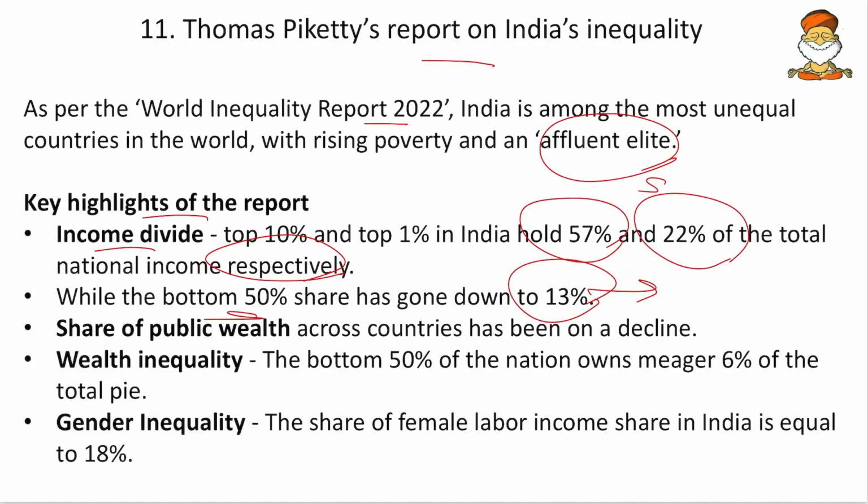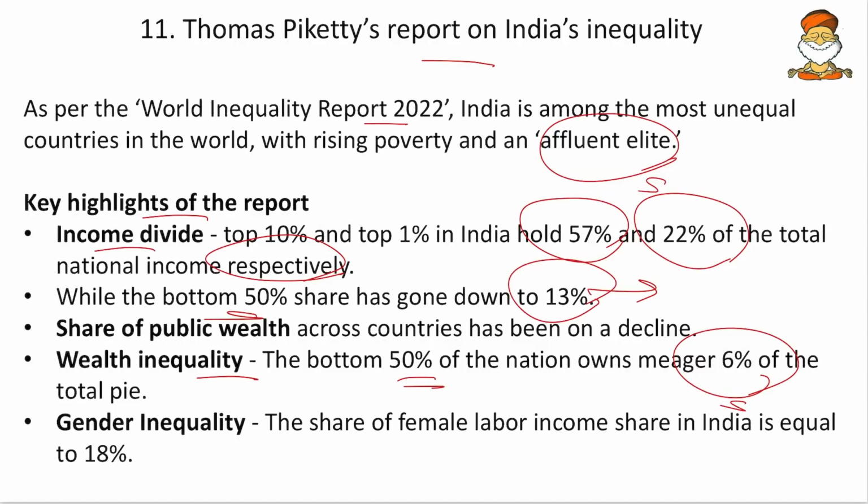Then the share of public wealth across countries has been on a decline. The public wealth has to be more, so that basic amenities can be given to all the people. But here private wealth is increasing and public wealth is decreasing. Then wealth inequality: the bottom 50% of the nation owns a meager 6% of the total wealth. So even in property ownership, we have huge inequality.